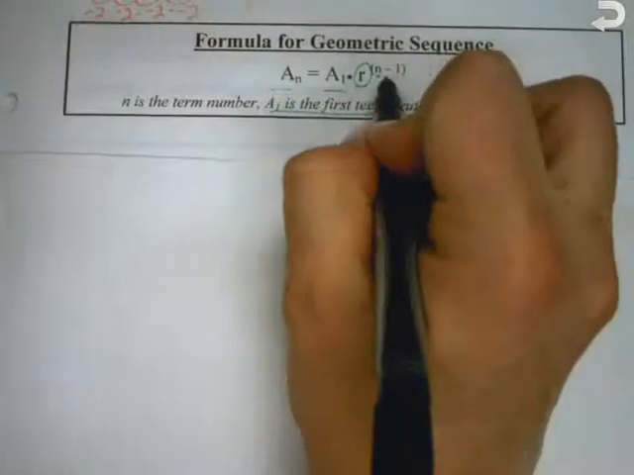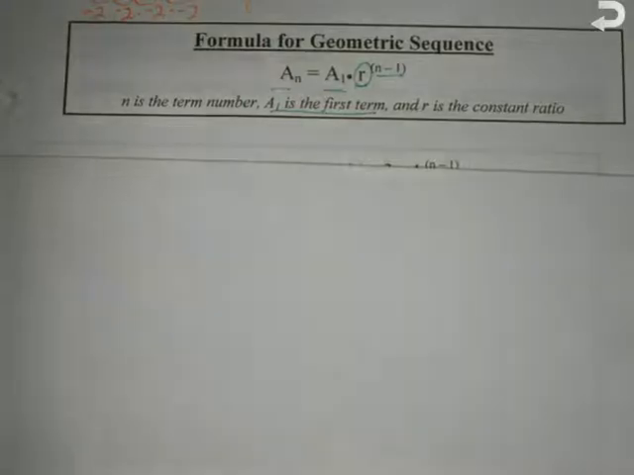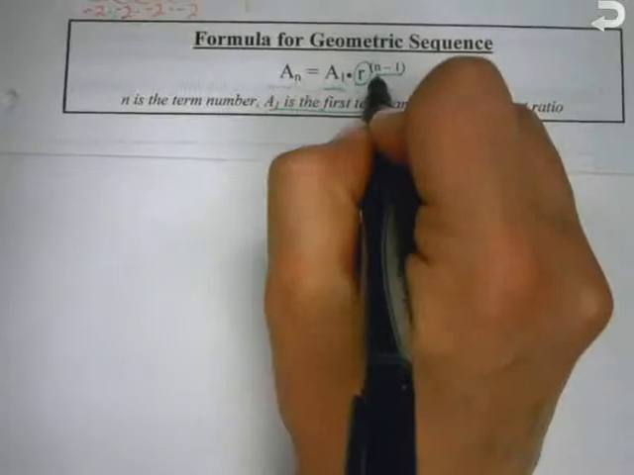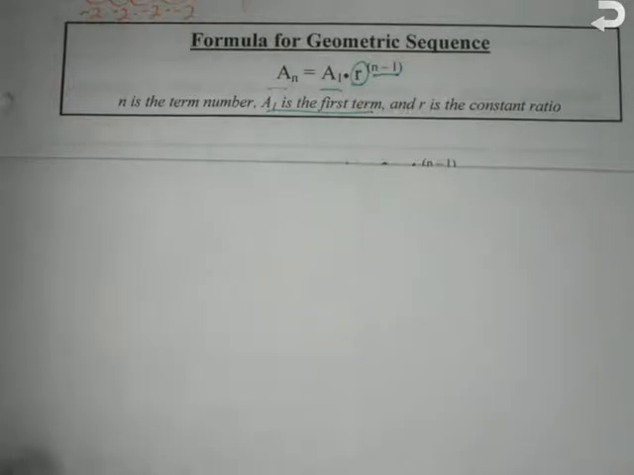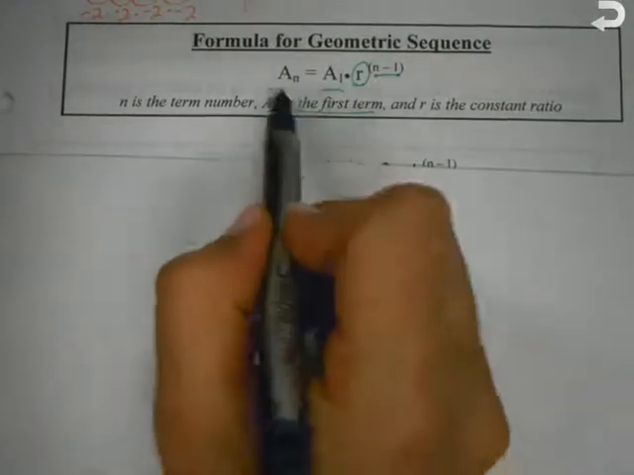So for general terms, when I just ask for the rule for the nth term, you're going to have to the power of n minus 1. You're not going to be able to do anything with that until you plug in an n. Okay? So this is your formula for a geometric sequence.